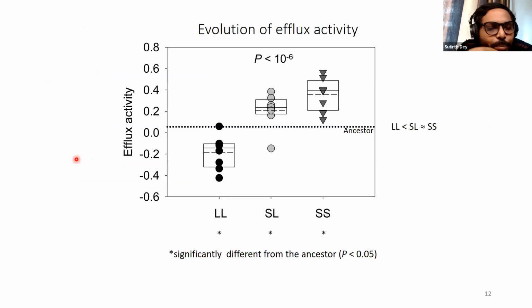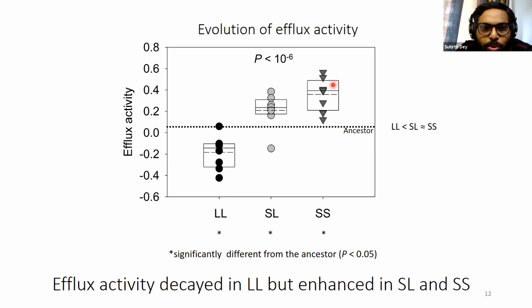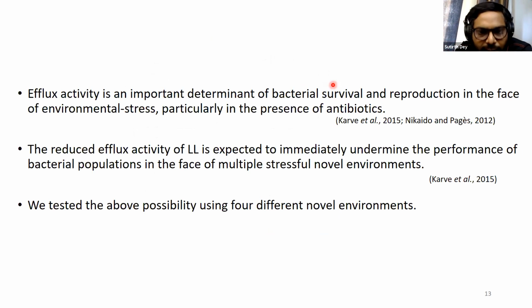However, to our utter surprise, we found that in the LL environment, in the LL treatments, the efflux activities of 7 out of the 8 replicates went down significantly. In one case, it was the same as the ancestor. So the ancestor is this dotted line. In the small populations, the efflux activity went up. But this is a very strange thing, because in an environment where there is antibiotics, you don't really expect this to happen. Anyway, we wanted to check what is happening in terms of other environments.